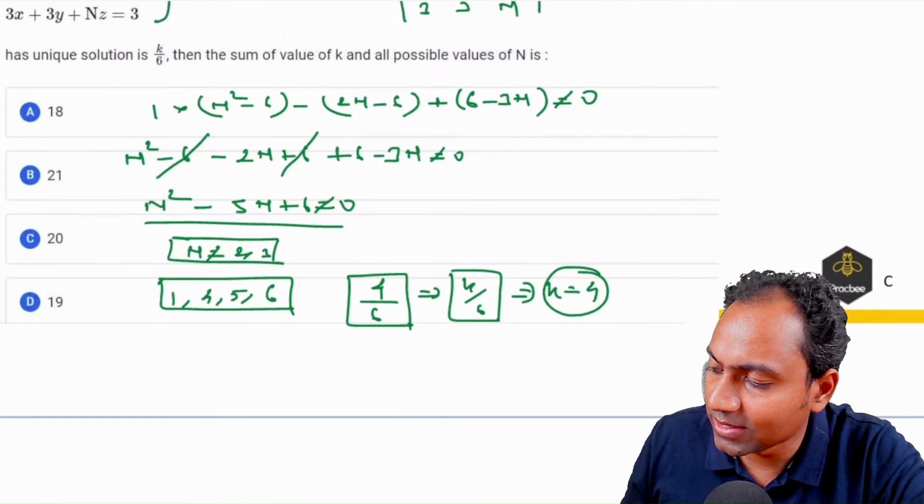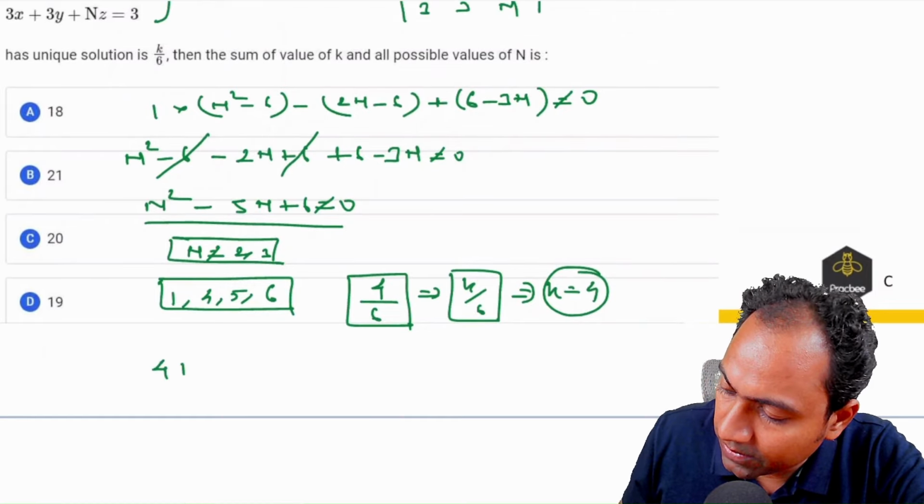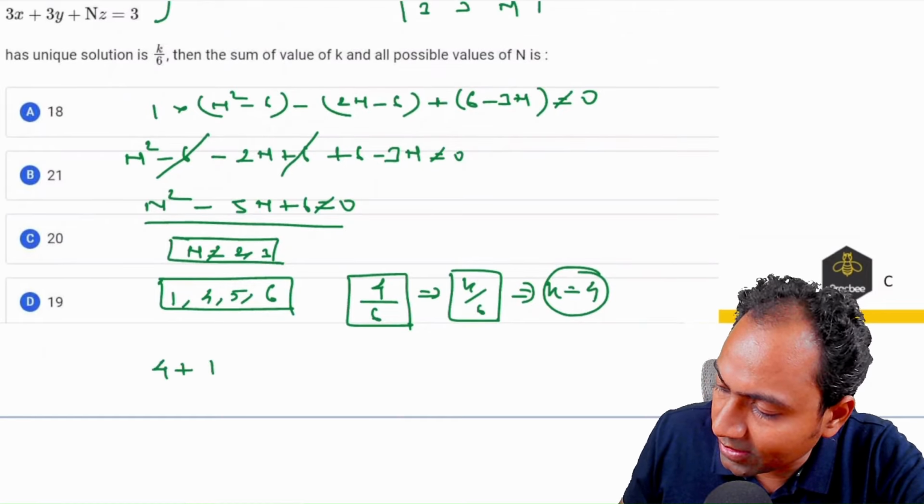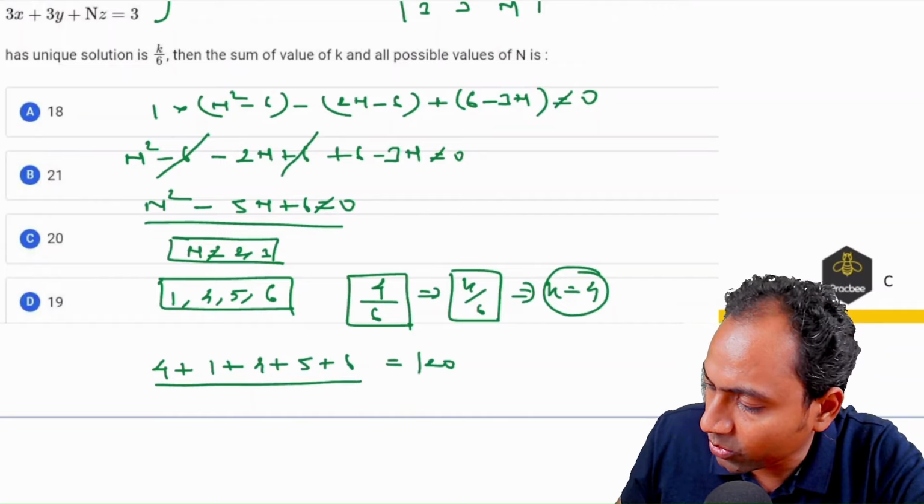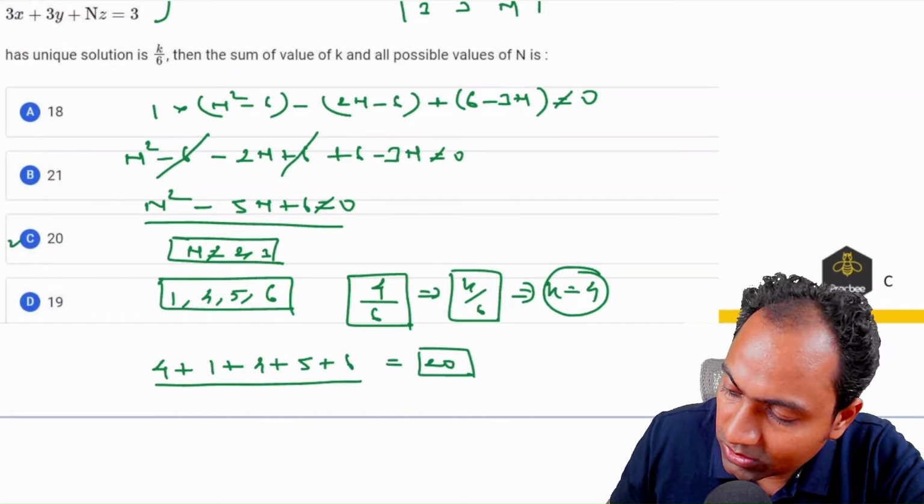So what they are asking is basically, if I take this value of k and if I add all the possible values of n, so 1 plus 4 plus 5 plus 6, what is this value? So this comes out to be 20, and that is nothing but option C.